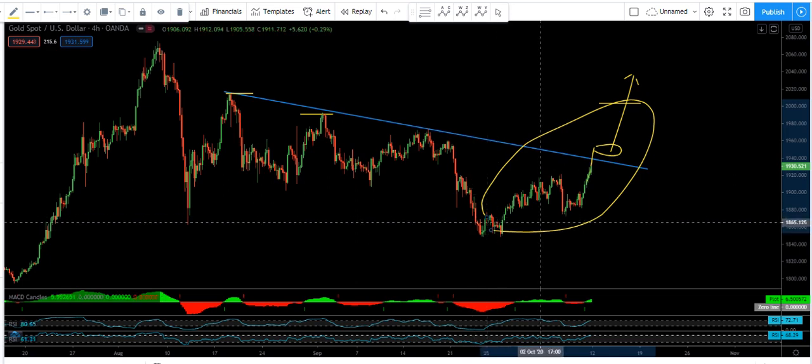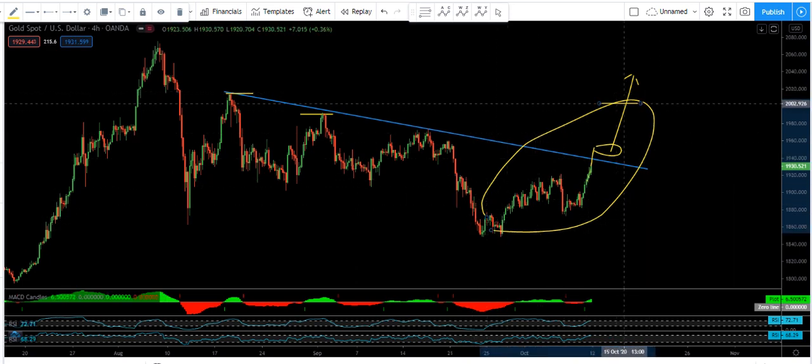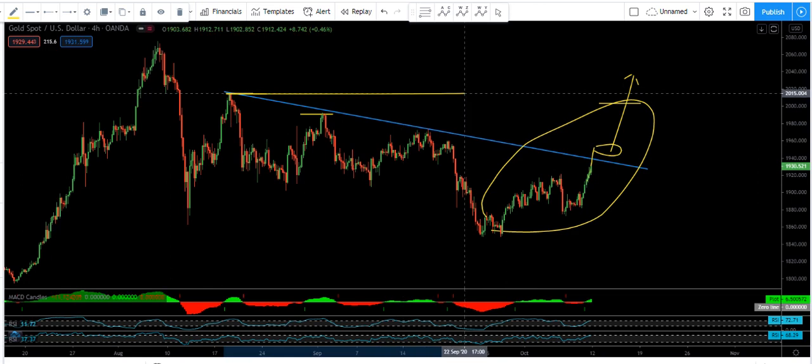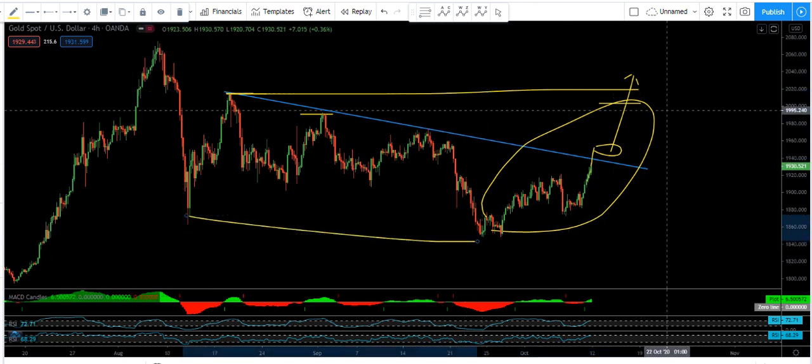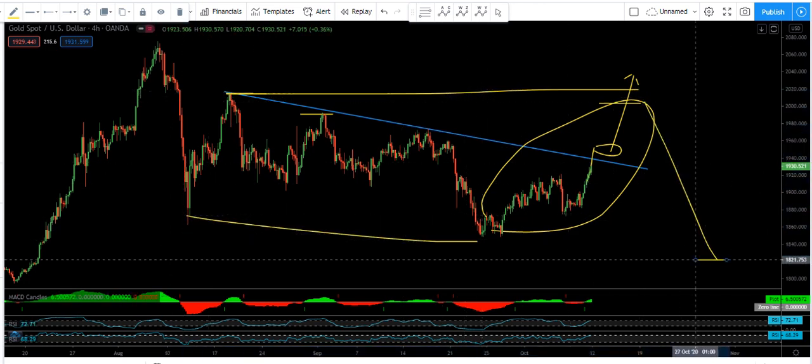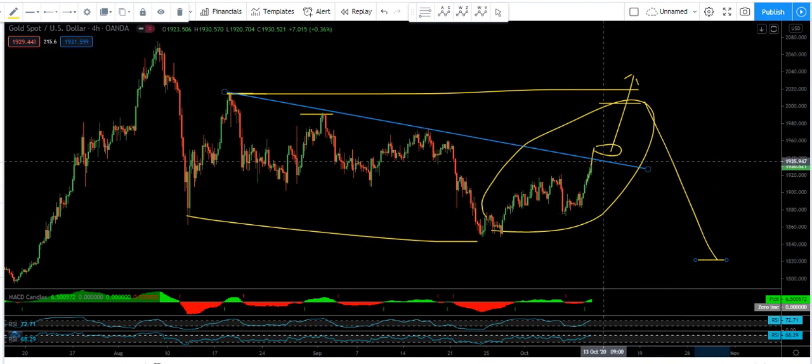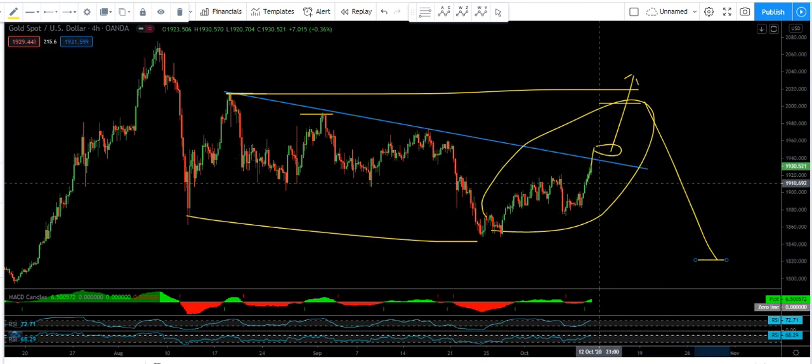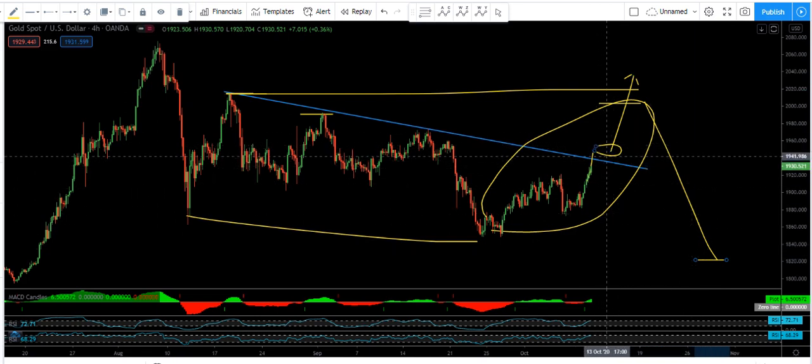there is still a possibility this correction can be this big, coming down to this. That means we get this type of flat, and we look for the down move. But if we get a proper buy correction after breaking the line, we can look for buy.